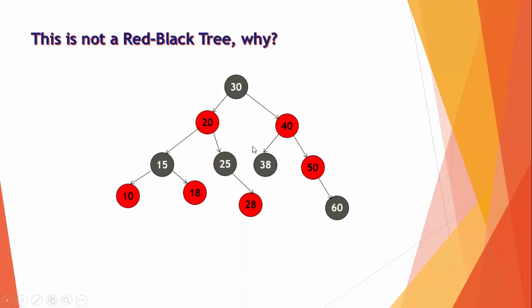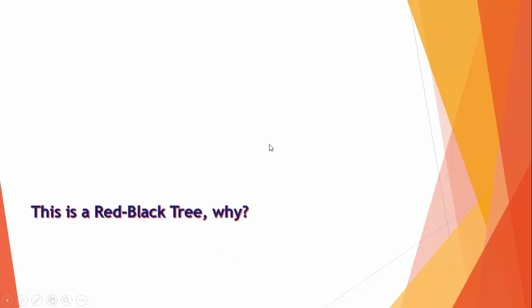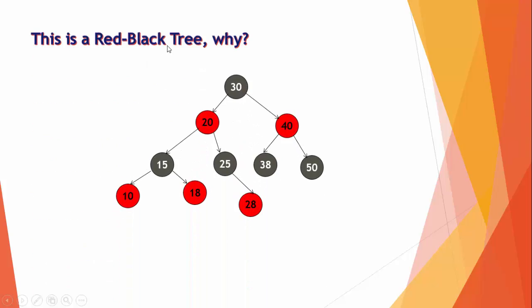This is also not a red-black tree. Why? It's obvious that here we have consecutive red color nodes, so the third condition is violated. This is a red-black tree. Why? Because all the four properties of the red-black tree are satisfied in this tree.